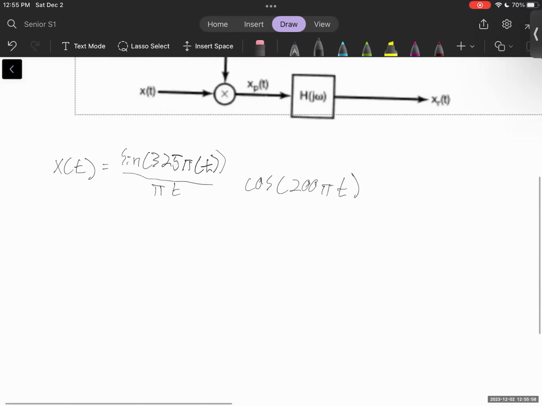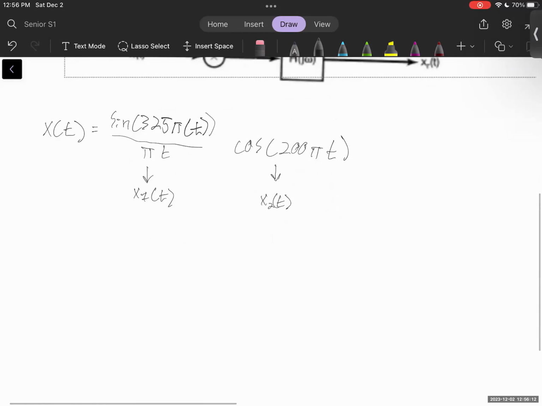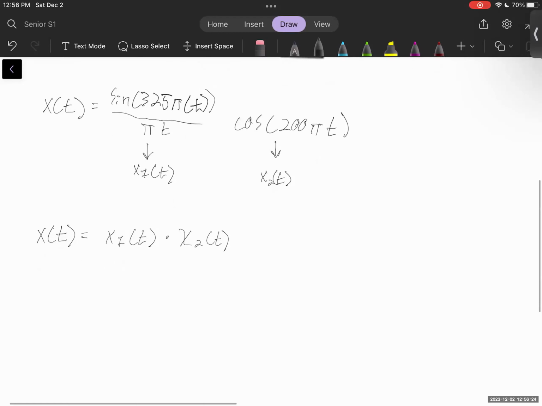So we're going to let our first function here, the sine function, be x1 of t. And we're going to let our cosine function be x2 of t. And we're going to redefine our x of t as just x1 of t times x2 of t. Right? So we haven't really done anything. We've just cleaned it up a little bit and redefined it.